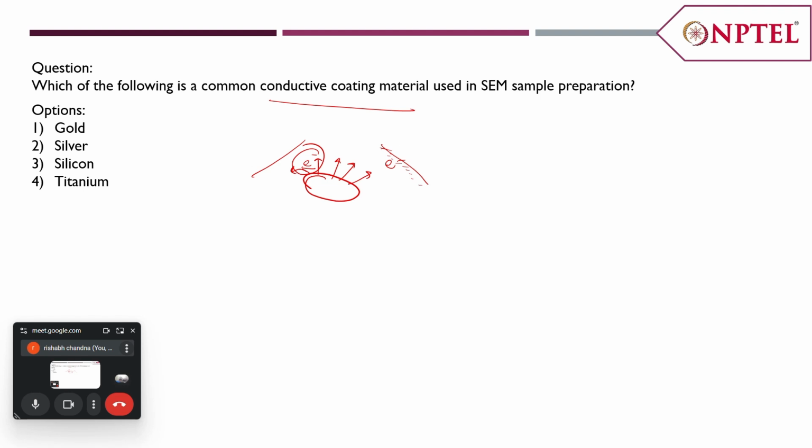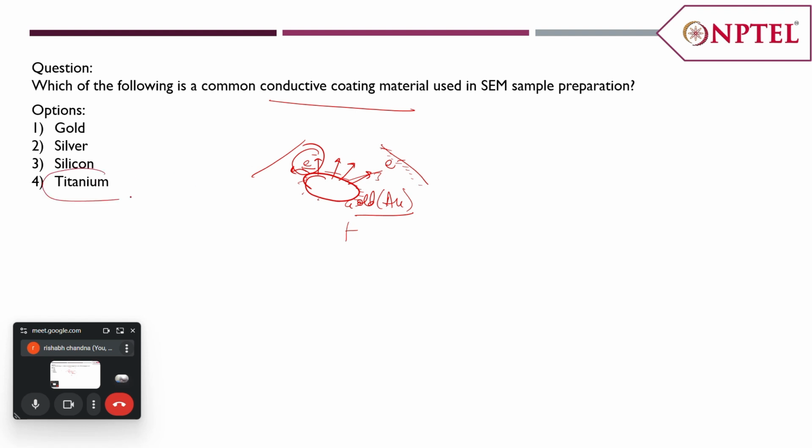Okay, so naturally the specimens that we have are non-conductive in nature because they are biological samples. So we have to coat them with a conductive material. The conductive material that is generally used is gold. Okay, so why is gold used? Because it has high conducting power and it can easily emit the electrons as compared to the other materials.